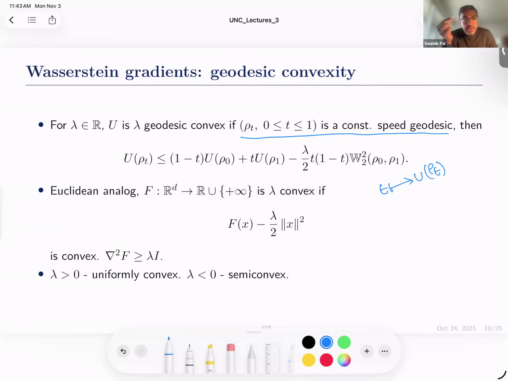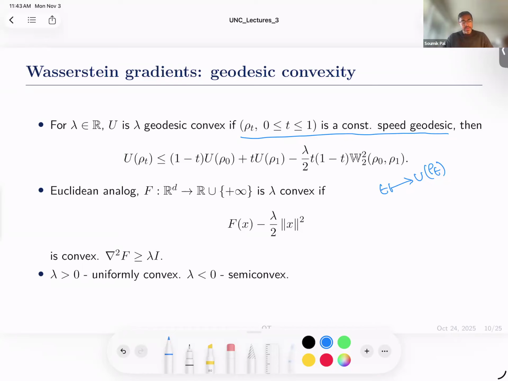This is an analog of a Euclidean definition. I say my function f from R^d to R union infinity is lambda convex if f(x) minus lambda over 2 norm x squared is convex. So what does that mean? It means that the function f is more convex than the function lambda over 2 norm x squared. That's just a parabola, growing at the rate of lambda over 2, and the function is lying above. It's more convex than that. It has at least this much convexity.